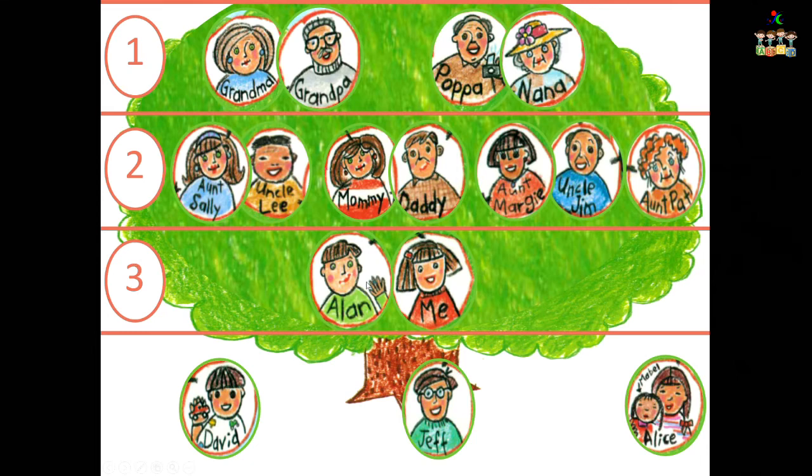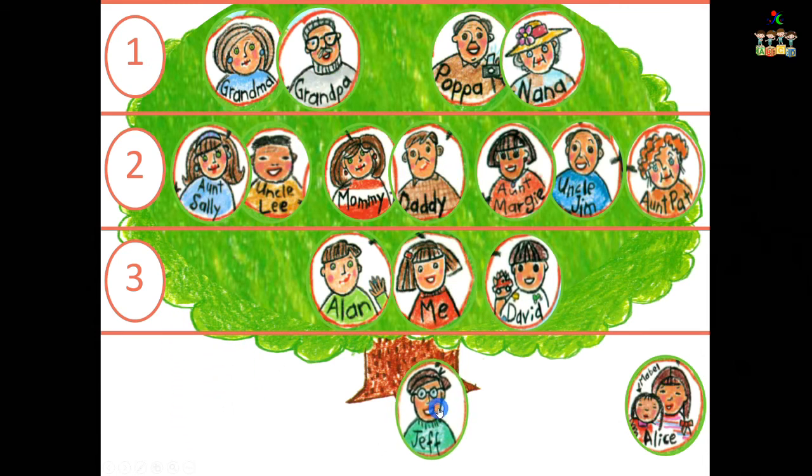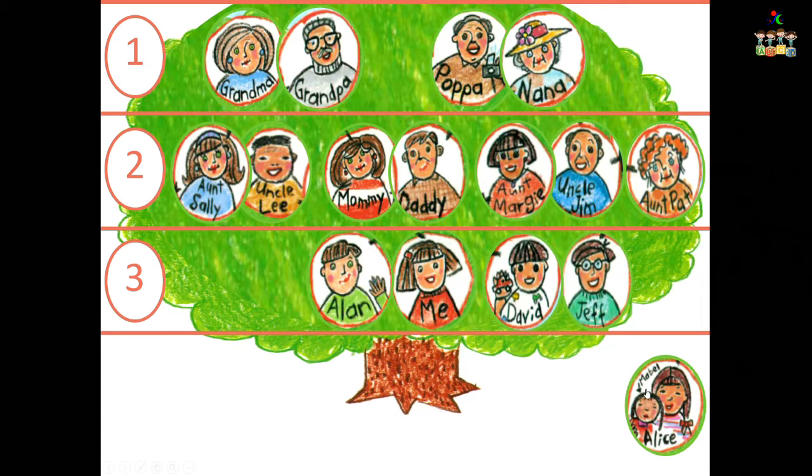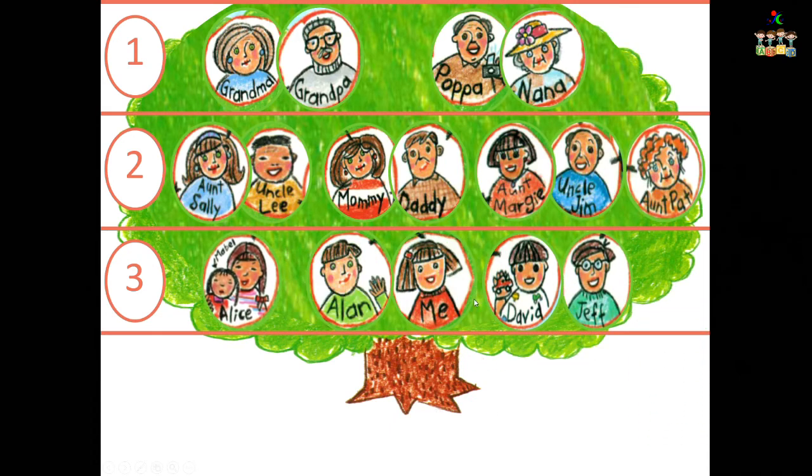Now what about line number 3? The youngest members of the family. So that will be cousins, the children of our aunts and our uncles. Cousin David, cousin Jeff, and cousin Alice. Now, Alice is the cousin, Mabel is Alice's doll, so don't get them confused.